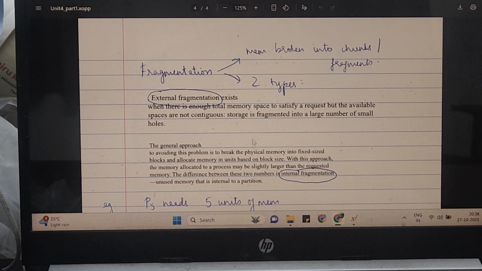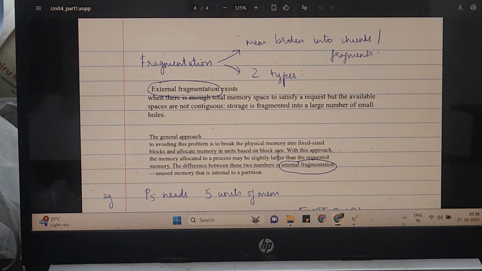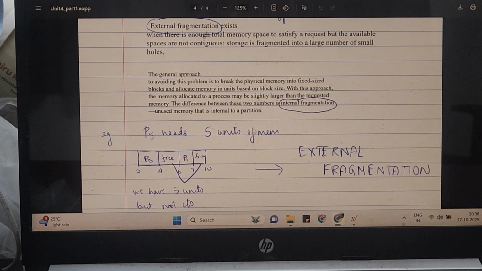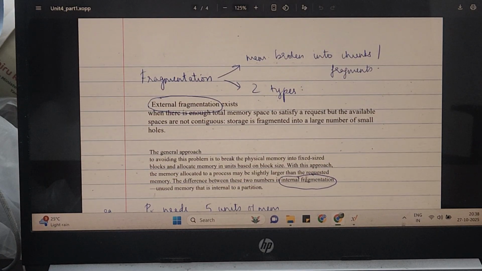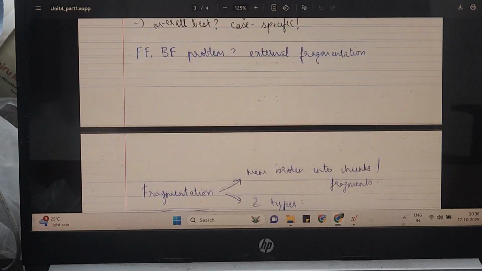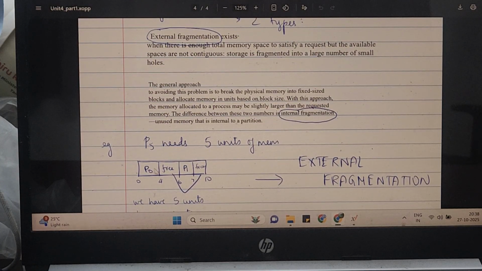Generally what they do is, you break the physical memory into fixed size blocks and allocate memory in units based on block size. So what that means is, instead of allocating exactly as much as a process wants, you break your memory into segments and you give so many segments to each process. So here if you see, P0 needed 4 spaces, you gave exactly 4. P1 needed 1 space, you gave exactly 1. Instead of doing that, you set some block size, allocate that to every process.